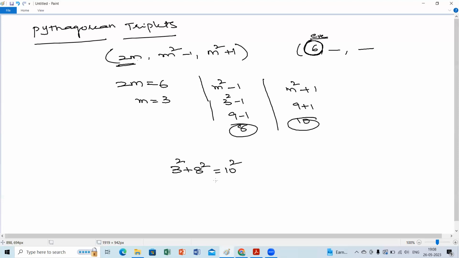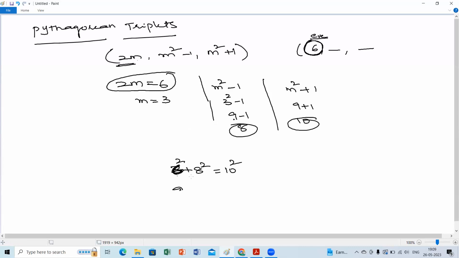Ma'am, it is 6 square plus 8 square. Not 3 square, right? Actually, the numbers are 6 square, 8 square, and 10 square. You wrote 3 square plus 8 square equals 10 square. Oh, sorry, beta, sorry. One of the triplet numbers is 6, which is 2m, and this is m. Okay, we should consider that. Very good, Harshit.